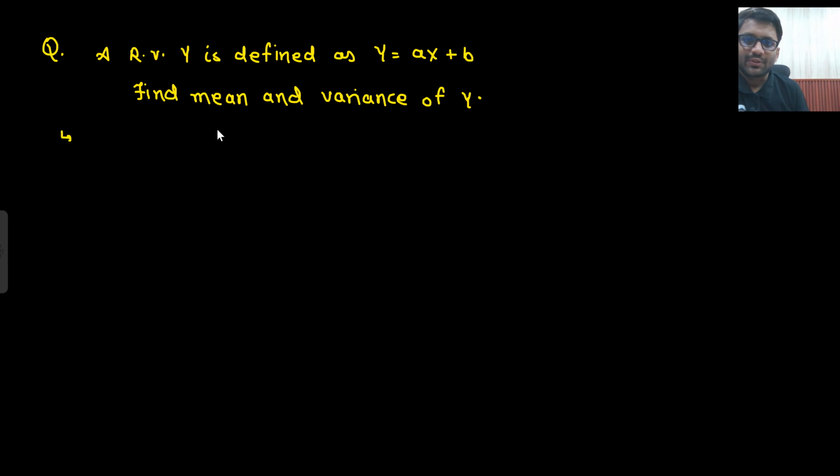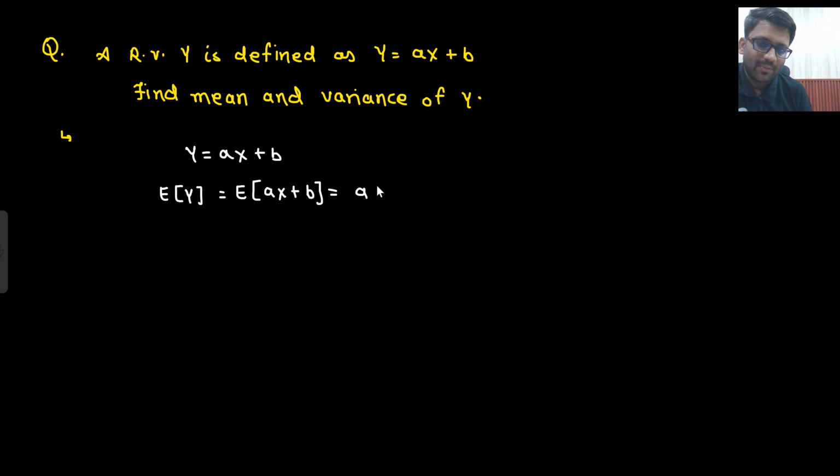Did you try this question? What do you need to find? Y is equal to ax plus b is given. First you need to find the mean of random variable y. So what will be the mean of random variable y? Mean of random variable y could be written as the expectation of random variable y, which is the expectation of ax plus b. You know that it can be broken down into a times expectation of x plus b, because b is a constant and a can come outside: a into expectation of x plus b.